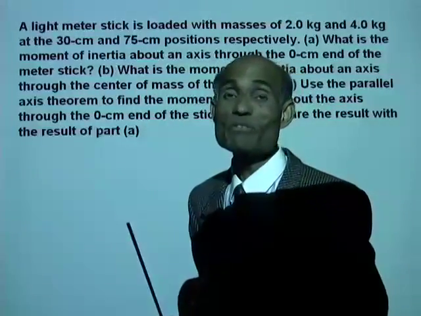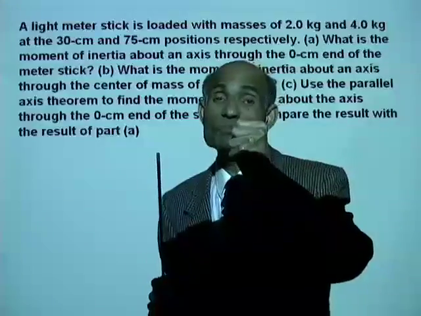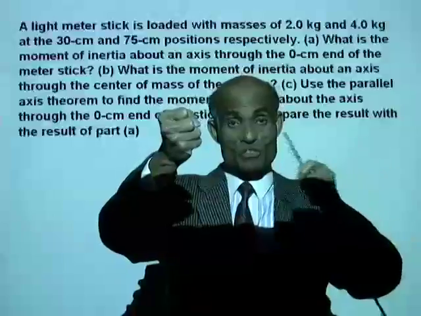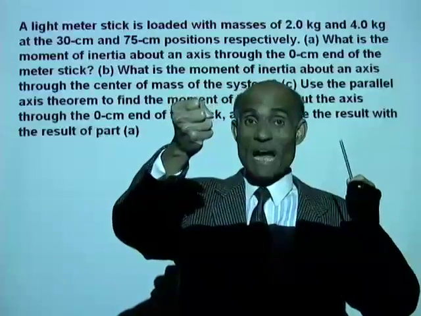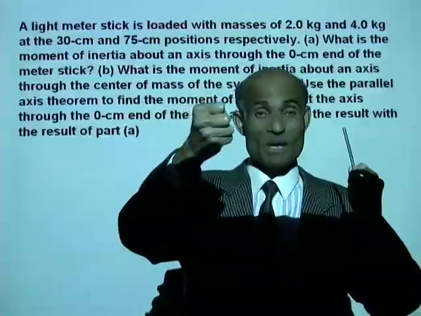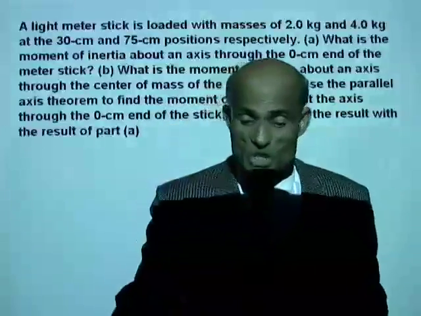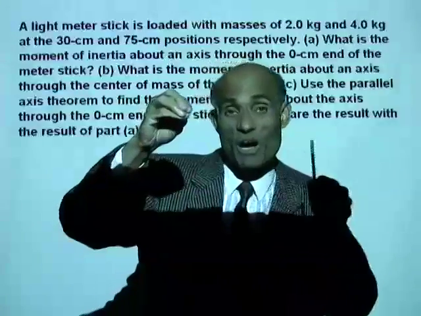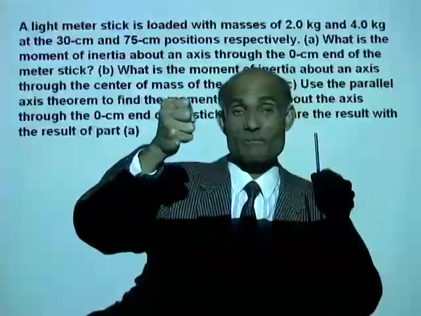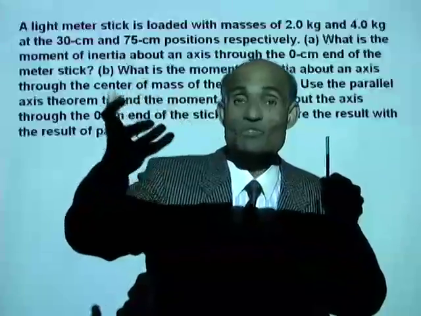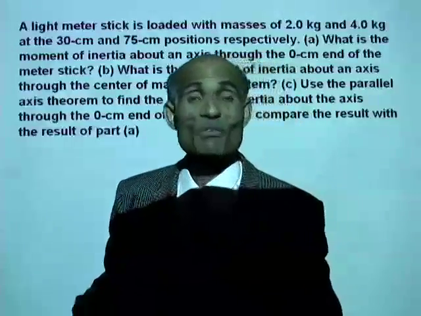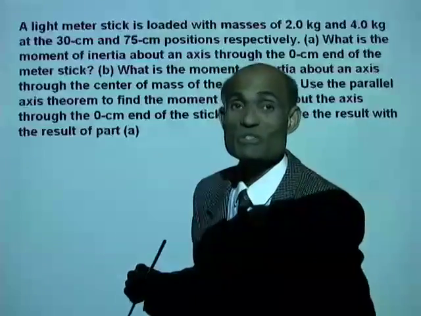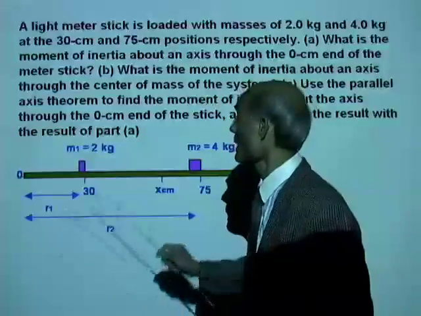Well, what is the moment of inertia of an object of mass m situated at a distance r from the axis of rotation? Do you remember that equation? It is mr squared. The moment of inertia of an object placed at a distance r from the axis of rotation is mr squared.